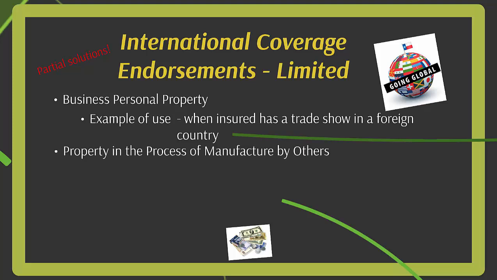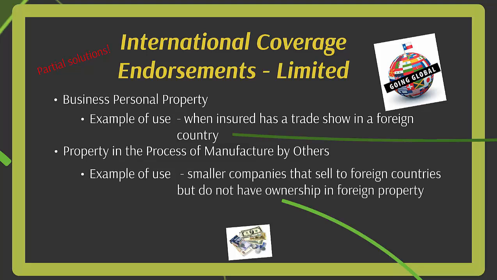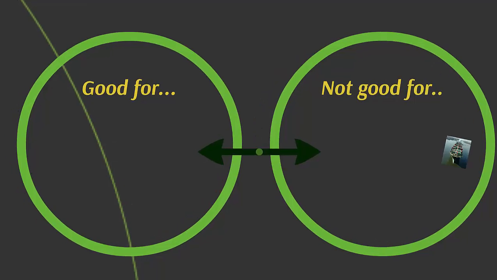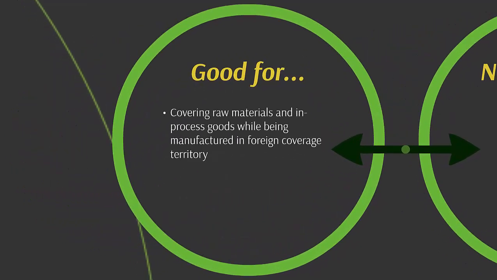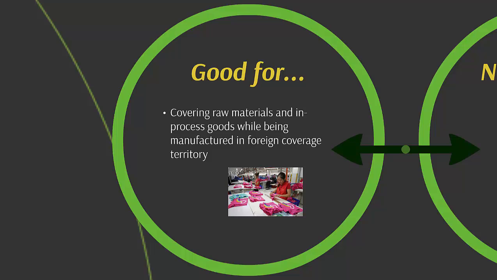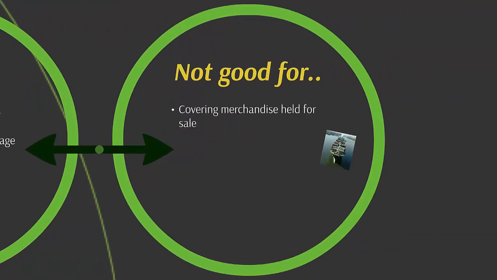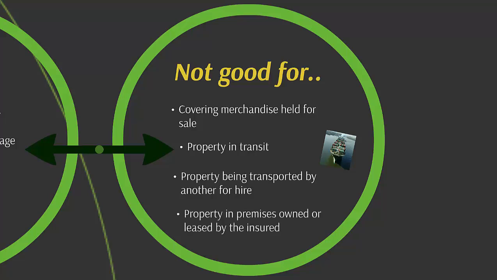The next example is property in the process of manufacture by others. Example of when this would be used is for smaller companies that sell to foreign countries but do not have ownership in foreign property. Let's look at what this is good for and not good for. It is good for covering raw materials and in-process goods while being manufactured in a foreign coverage territory. It's not good for covering merchandise held for sale, for property in transit, and for property being transported by another for hire, or for property in the premises owned or leased by the insured. None of these four things would be covered.